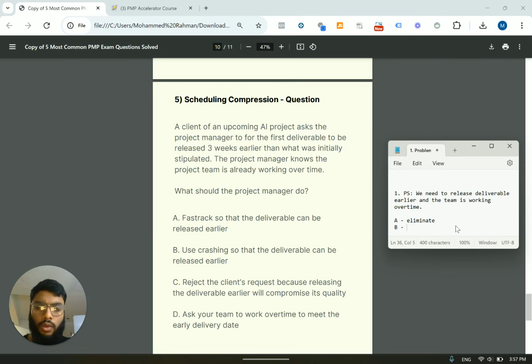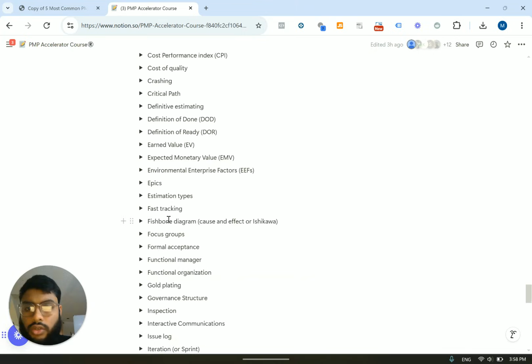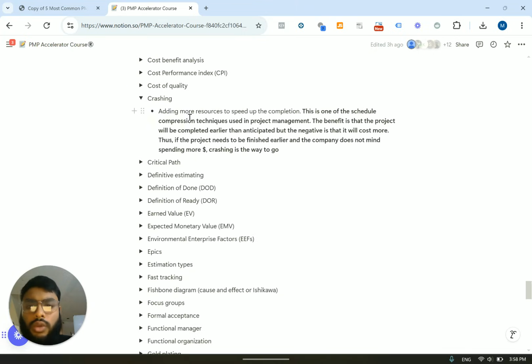Let's move on. B, use crashing so that the deliverable can be released earlier. Crashing is a technique that we can use. Now the question doesn't mention anything about having budget problems. So crashing is a possible solution. I'm not going to eliminate it right away. Let's just see what else there is. All right, so if you guys forgot what crashing is, let's go back to our cheat sheet terms. Crashing over here, adding more resources to speed up the completion. Okay. However, if the question mentioned that there's no extra budget, then you don't want to use crashing.